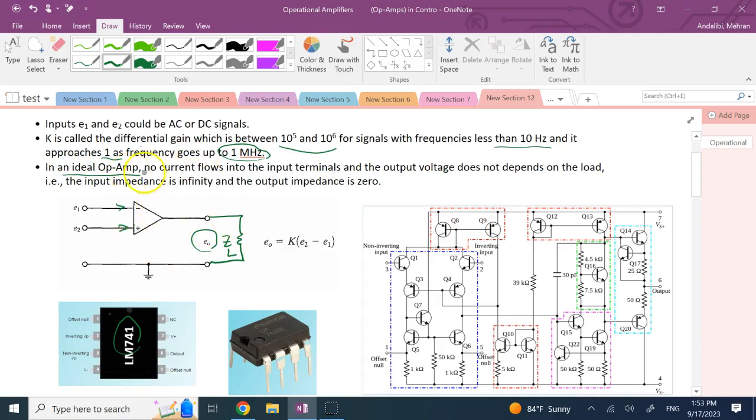There are other things about the ideal op-amp, like noise, disturbance rejection, and input noise rejection, but I don't want to get into those. Again, I'm not necessarily a super expert in those areas anyway. So here we assume that the input impedance is infinite and the output impedance is 0. And using these, we're going to analyze circuits that have op-amps in them.